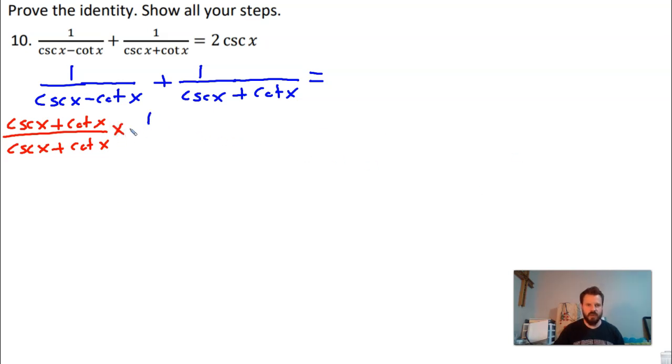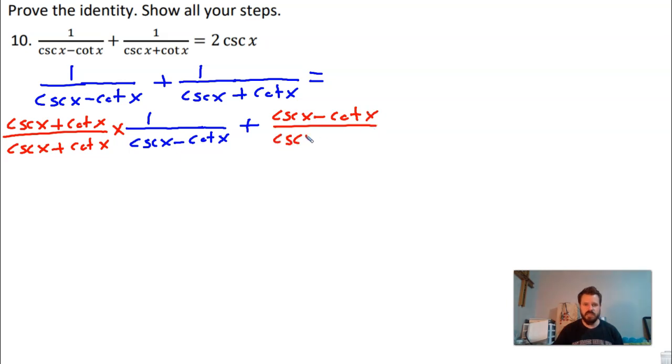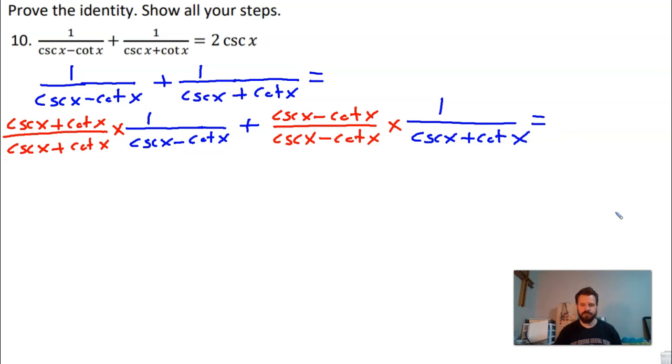So times the 1 over cosecant x minus cotangent x. Okay, plus, then my second fraction is missing the minus case, so we'll multiply that by cosecant x minus cotangent x over cosecant x minus cotangent x. And again, that's times our fraction, the 1 over cosecant x plus cotangent x. Okay, that will give us a common denominator. We'll figure out what that is in a second.